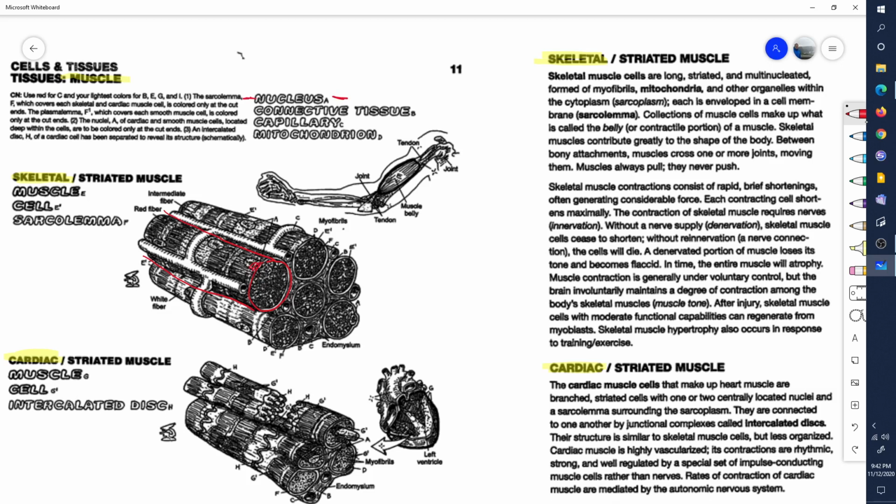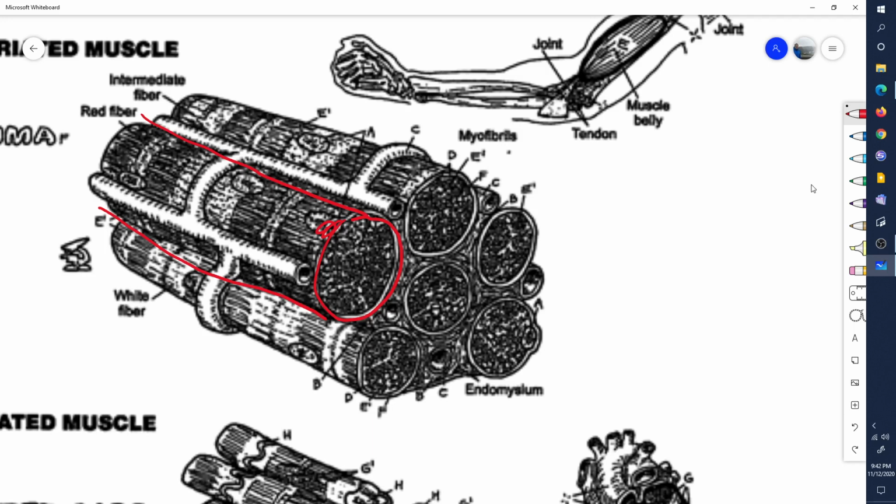And I know this is a bad drawing, but there's a nucleus right there. I've expanded for us, and notice that there's a nucleus right here. There's a nucleus right here. It's just not the typical cell shape. Previously, we use this model where a cell looked like this, and the nucleus was in the middle. Well, these just happen to be long-shaped cells. Multinucleated, meaning for every muscle cell, there are many, many nuclei. So a muscle cell is multinucleated.